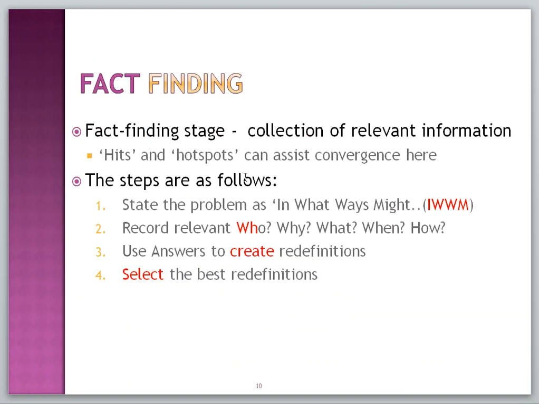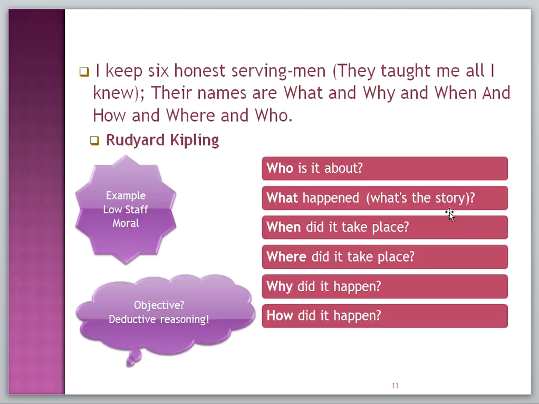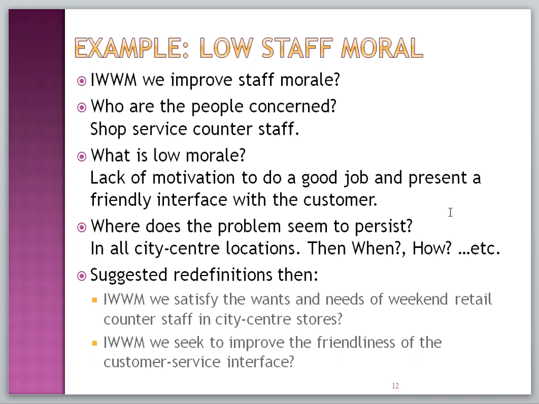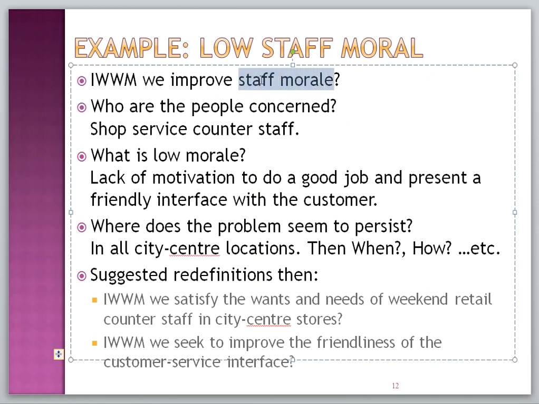So we use what we said here, IWWM. So we write low staff morale and we write before it IWWM, like this. In what ways might we improve staff morale? So you see, the problem we had was only staff morale, and we added this. Okay, this is a broad definition. We need to enhance this definition. How? By collecting information. First item of information, according to the 6 serving men, is who. Who are the people concerned with this staff?